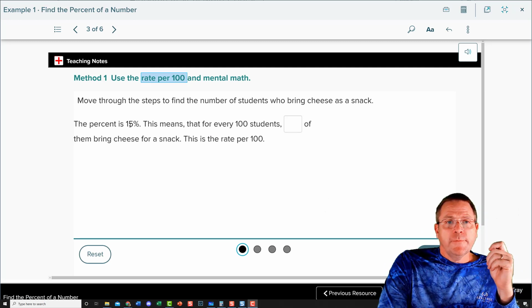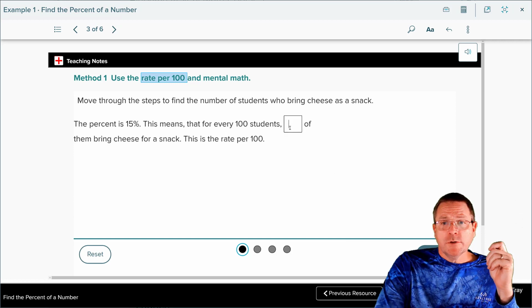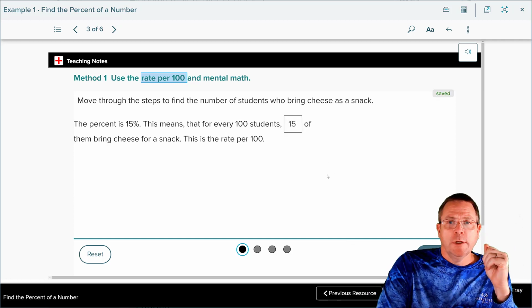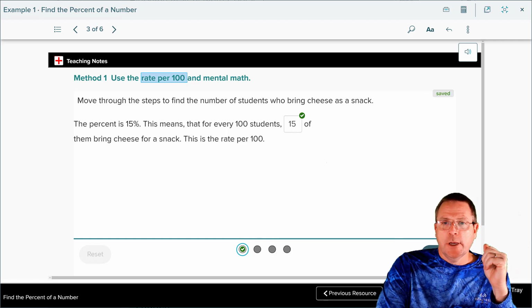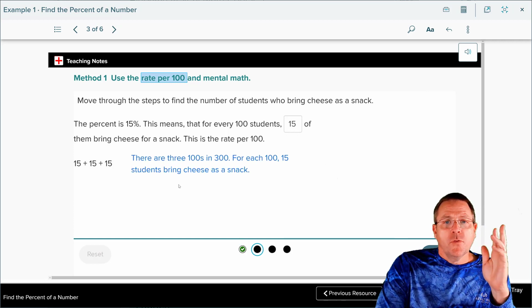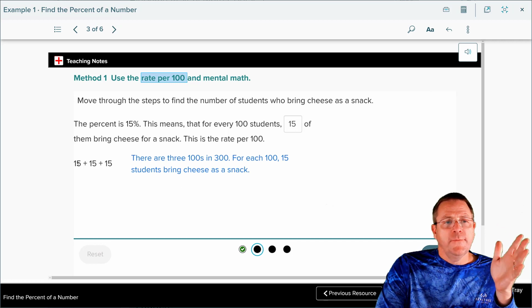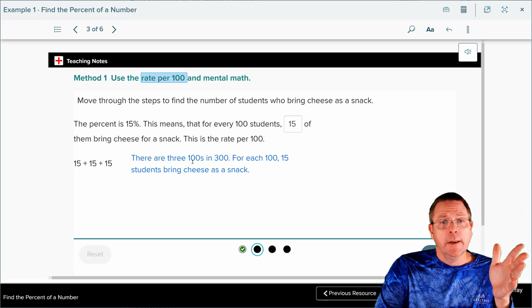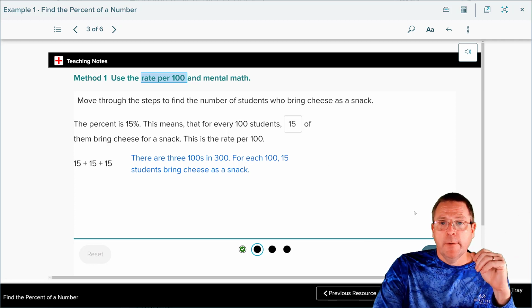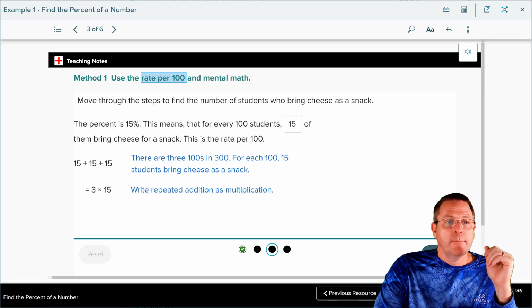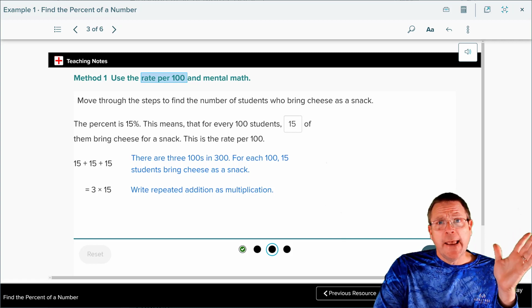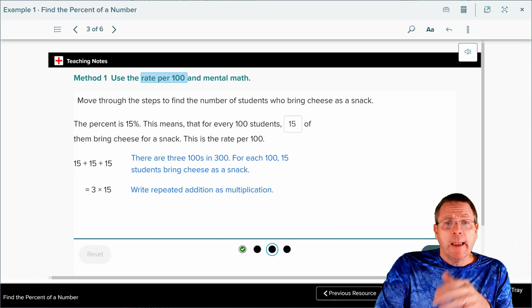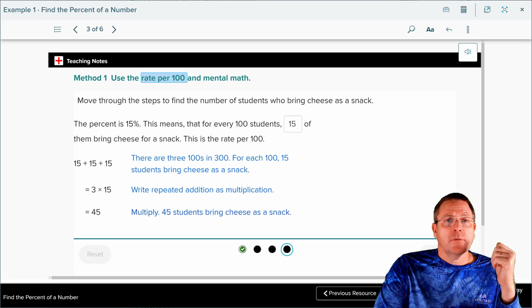The percent is going to be 15. That means out of every 100 students, 15 of them bring cheese for a snack, right? That one checked. Let's move to the next. We have 300 students, so you could argue that it's 15 plus 15 plus 15, because out of each 100, 15 people bring cheese for snack, so I'm good with that. Or you could just say, you know what, instead of adding up, let's multiply. 3 times 15, that's going to get us the same answer. Any way you go, you're still going to get the same answer. 45 students would be expected to bring cheese for snack every day.